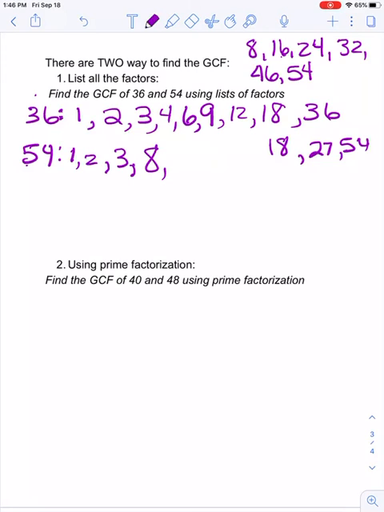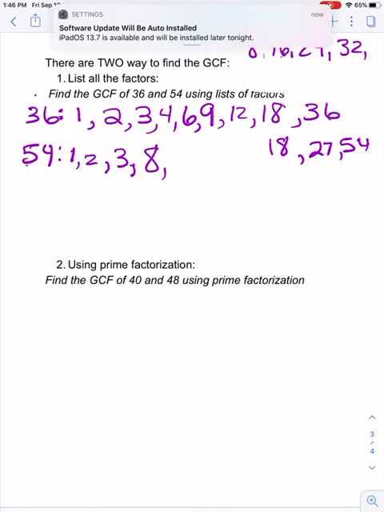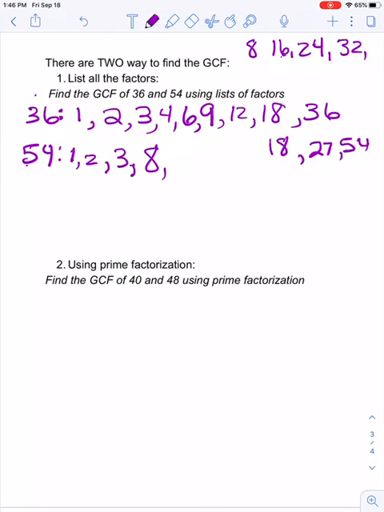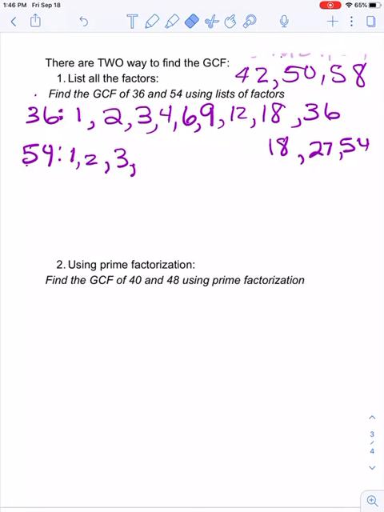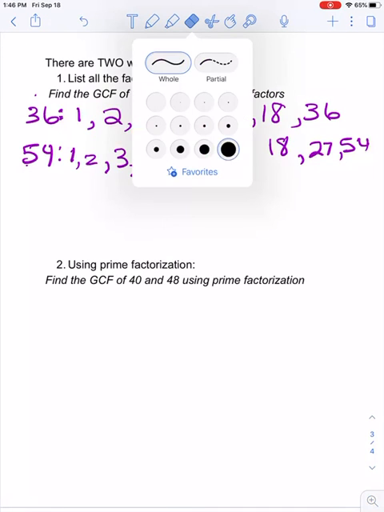I don't think I did that right. I made a mistake. 8, 16, 24, 32. Oh, 32 does not go to 64. Let's fix that. 32 plus 8 is 40, plus another 8 would be 48, plus another 8 would be 56. So we skip right over 54. So 8 is not a factor.